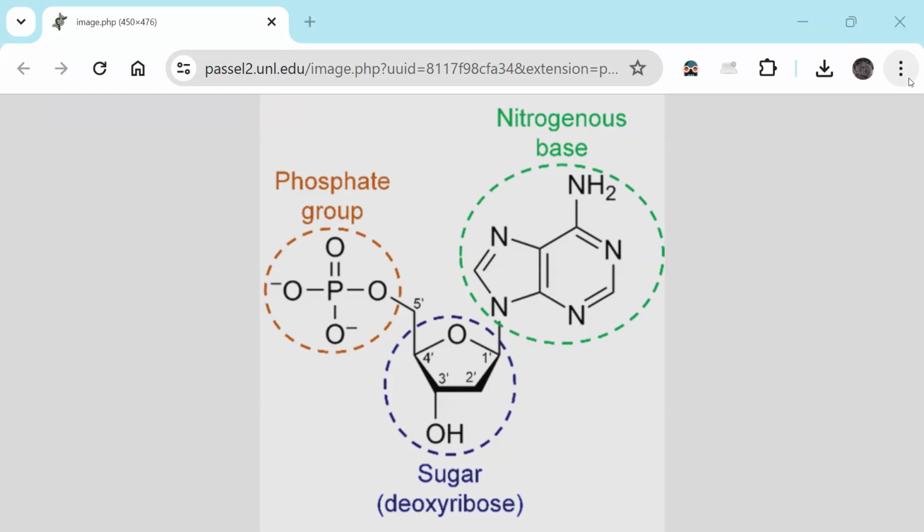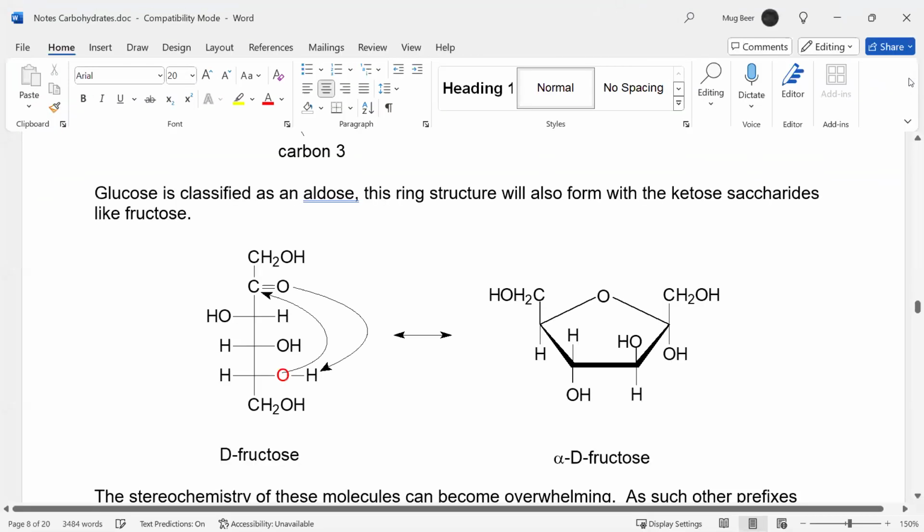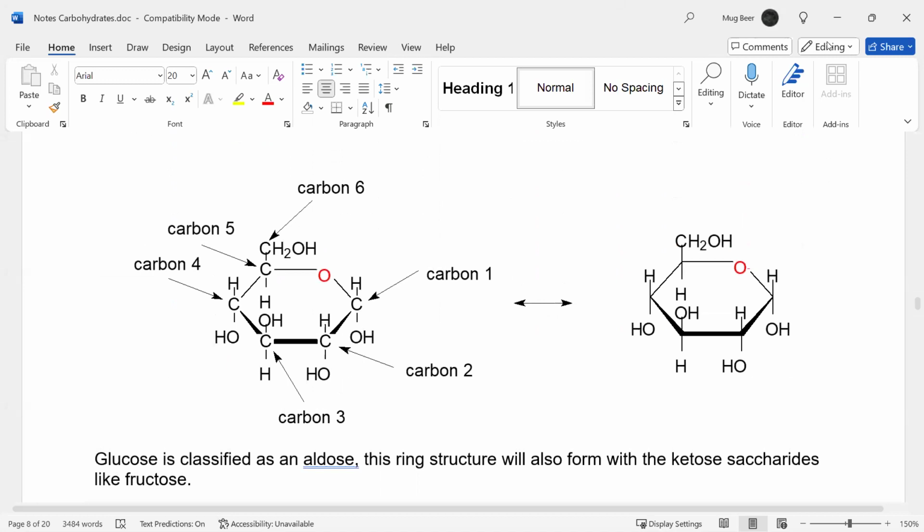It's also in fructose. So the fructose structure in cyclic form, it's carbon, oxygen, carbon, so it forms an ether. And then if I slide up, here's my glucose molecule. See another ether.